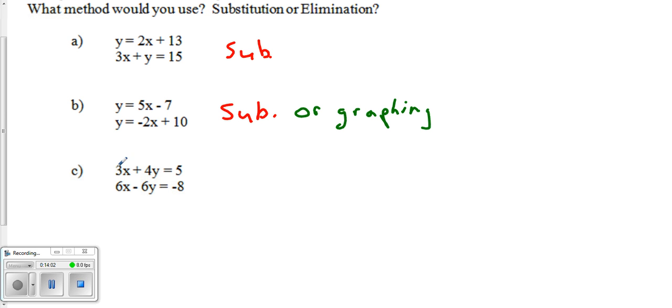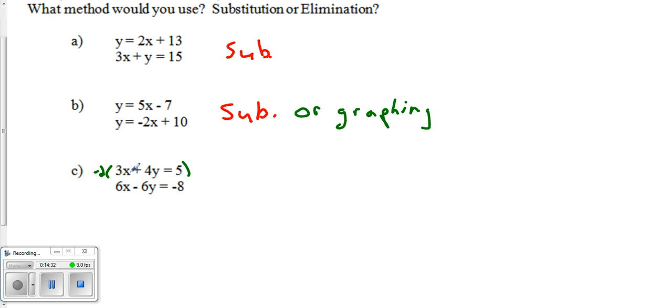But if we look at this, 3x and 6x, we could pretty easily get those to cancel out if we just multiply the top by negative 2. That would make this one a negative 6, so those would cancel out. Negative 8, so that would become negative 14. And this would be a negative 10, so this would become a negative 18.